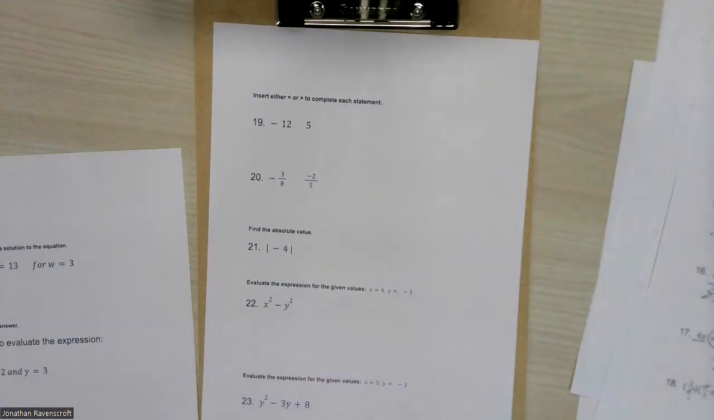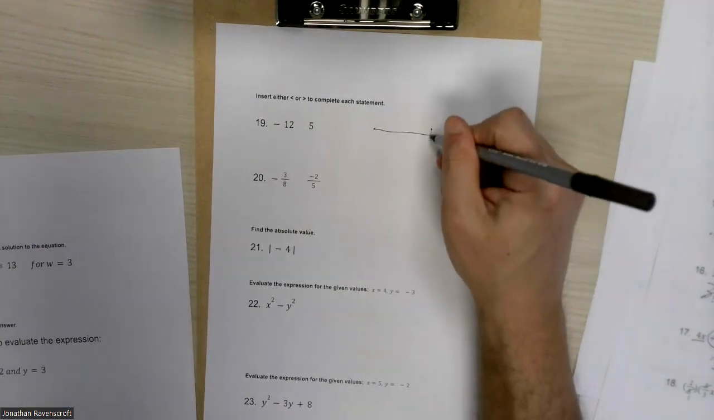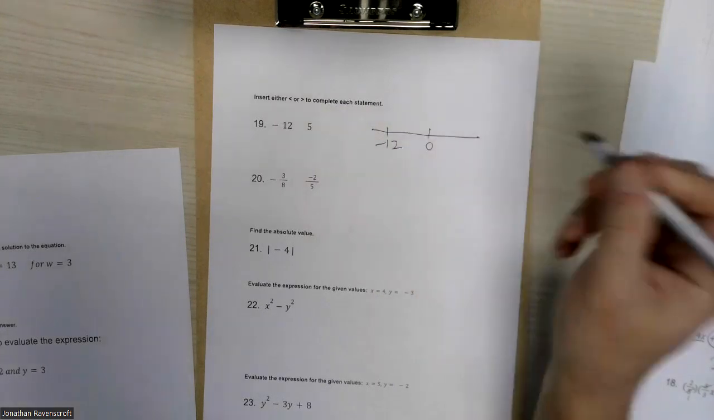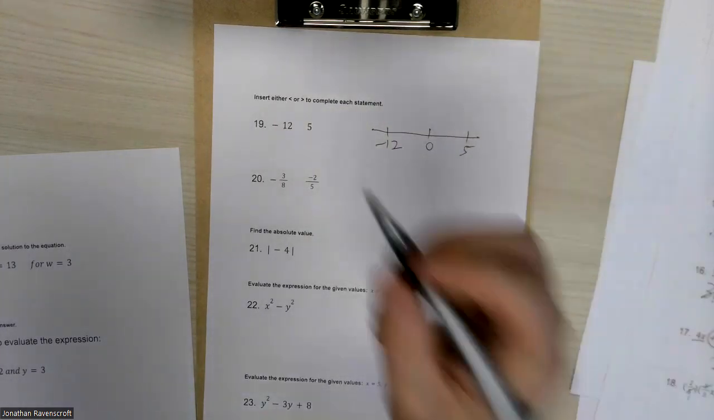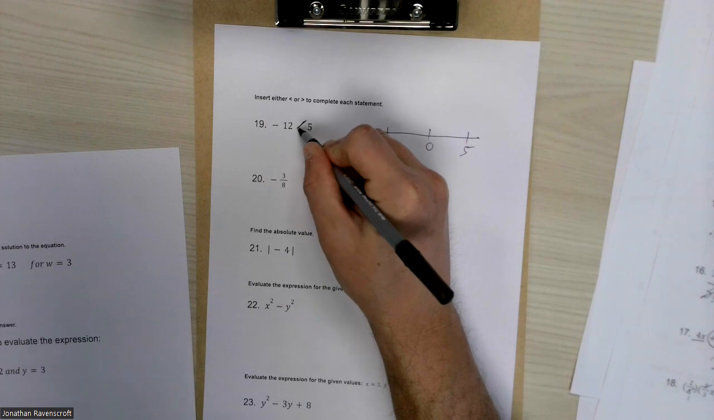For the next questions, we're using inequalities. Again, I want you to think about the number line. Negative 12 is over here somewhere. 5 is over here somewhere. Therefore, this is less than.